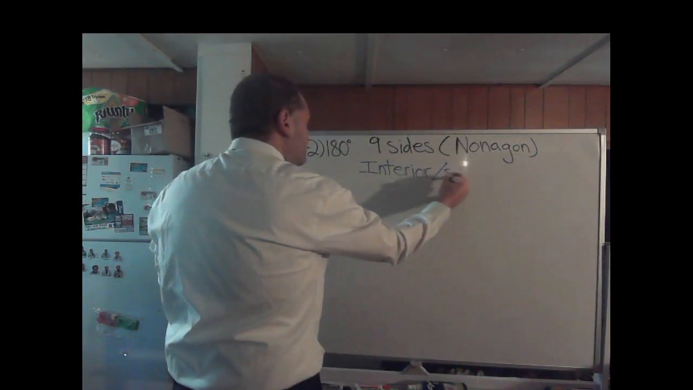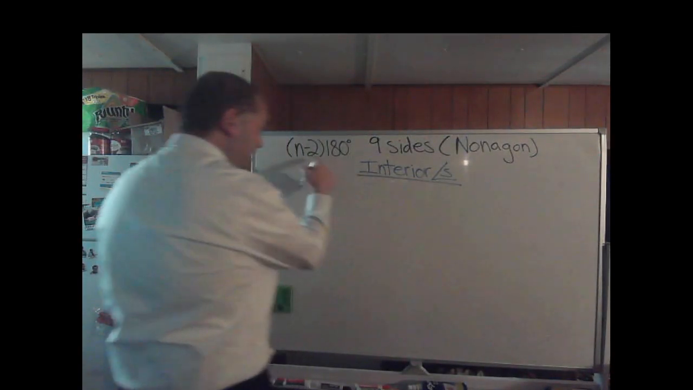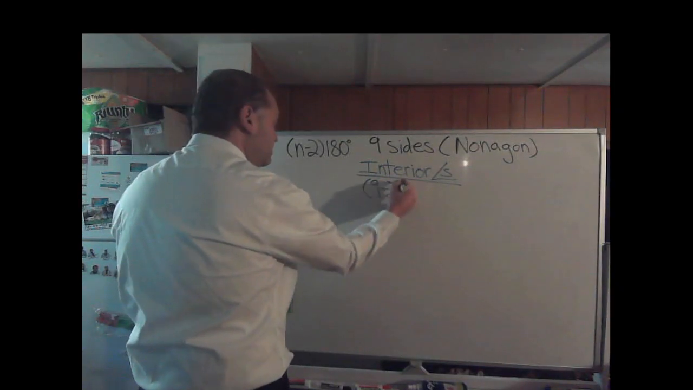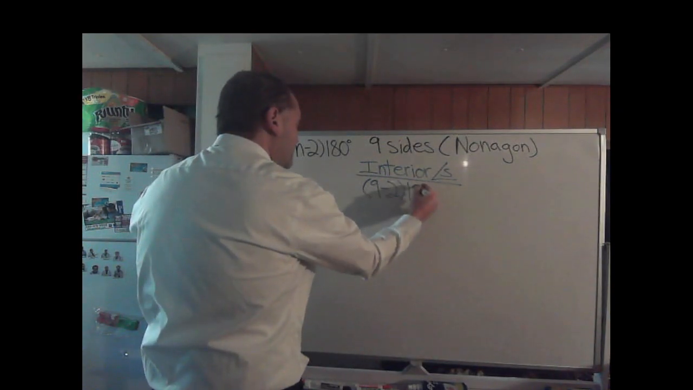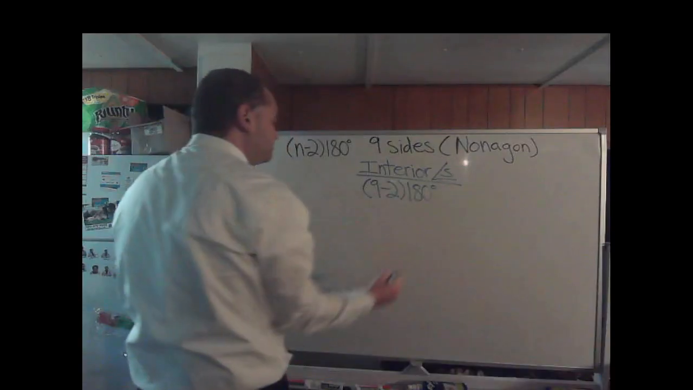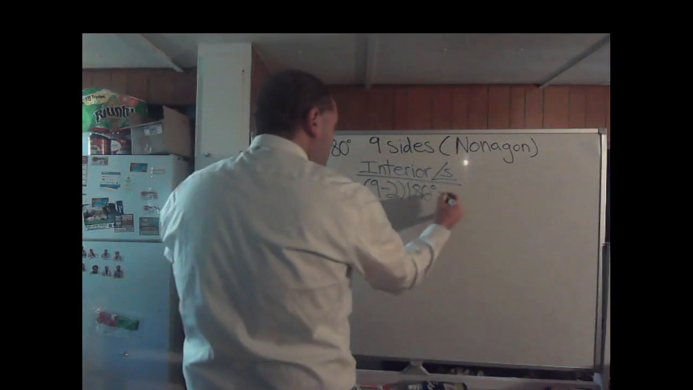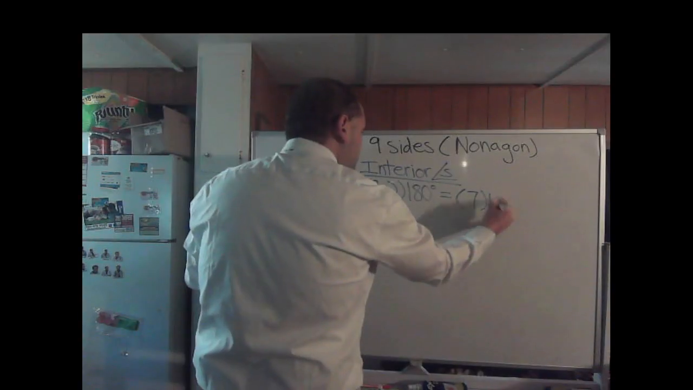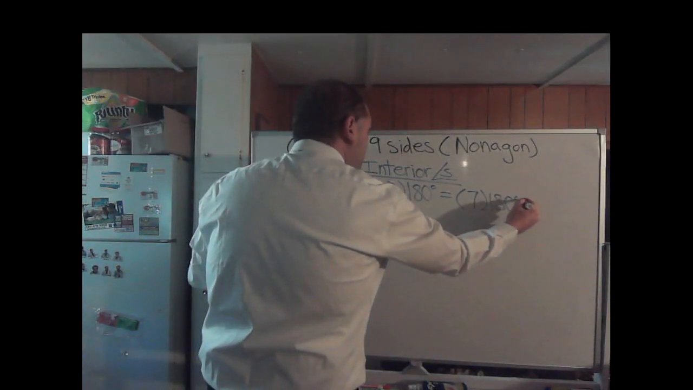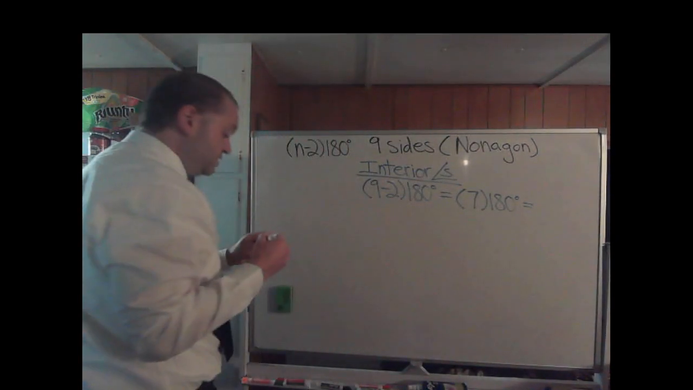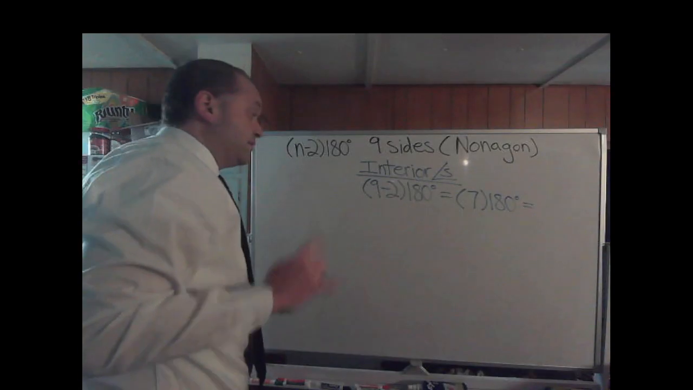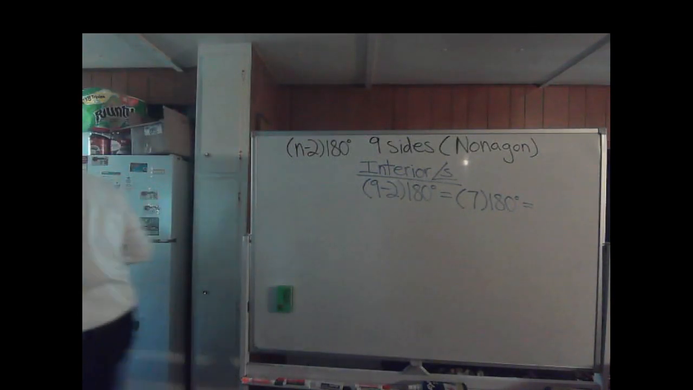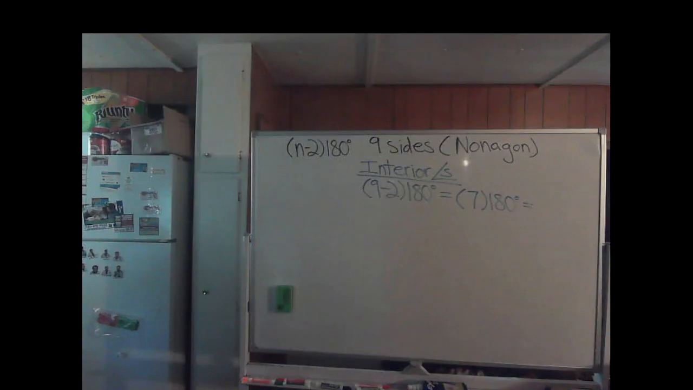Interior angles, okay. Take your formula, n minus 2, so that would be your 9 minus 2 times 180 degrees, which is going to be equal to 7 times 180 degrees, which then is going to, well, let me take the calculator for that.